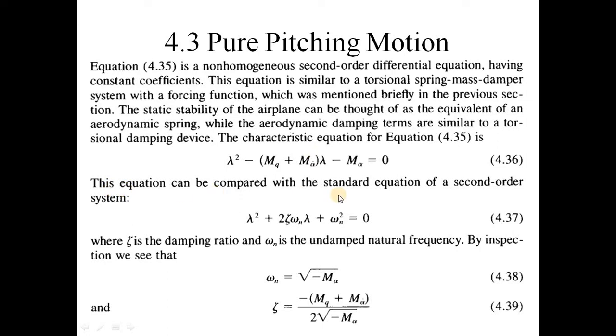If you compare with the standard equation of a second order system, then we know that the natural frequency is the square root of negative M alpha. And the damping ratio will be negative (Mq plus M alpha dot) divided by 2 times the square root of negative M alpha. This part, the square root of negative M alpha, is the undamped natural frequency, equation 4.39.